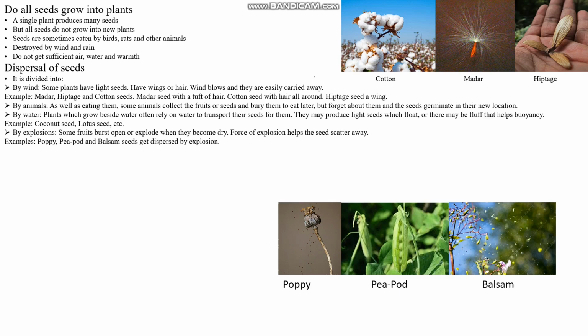Next is by explosion. Some fruits burst open or explode when they become dry. The force of explosion helps the seeds scatter away. For example, poppy, pea pod and balsam seeds get dispersed by explosion.